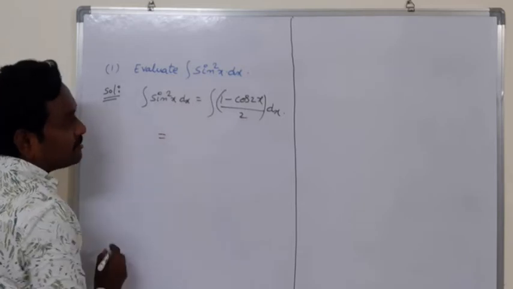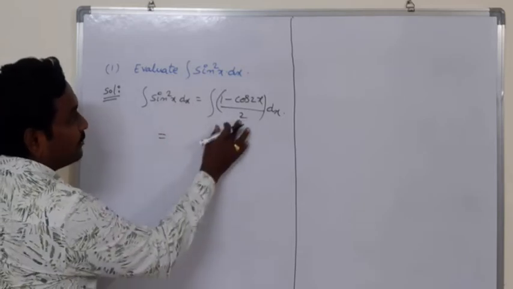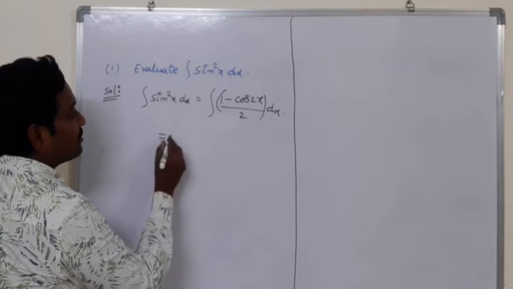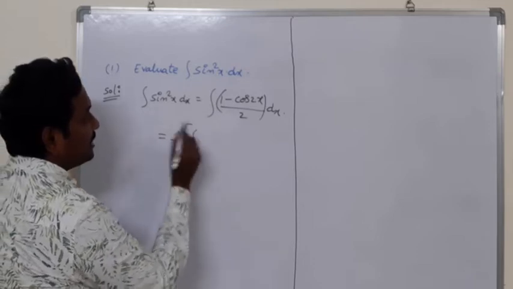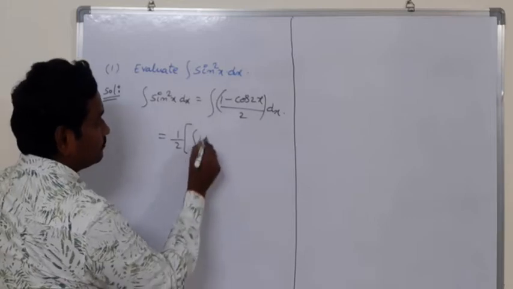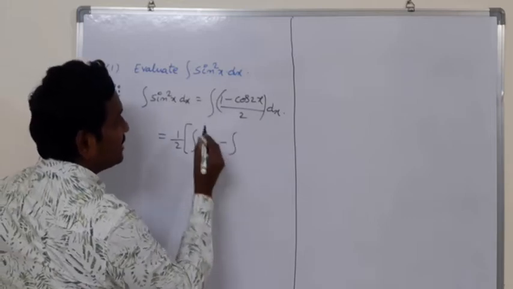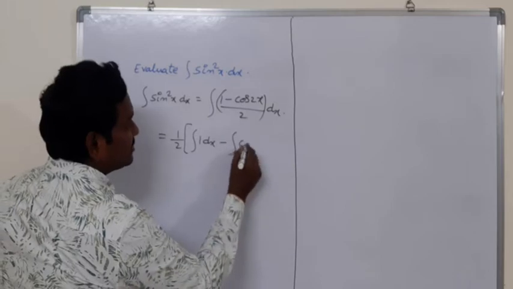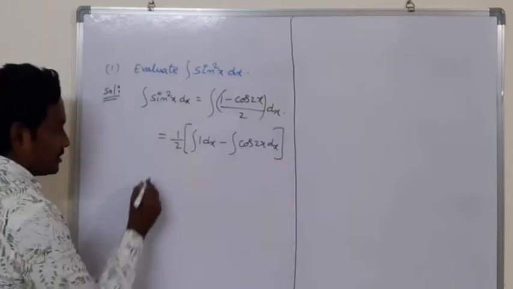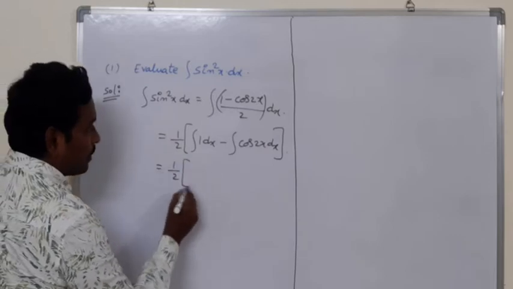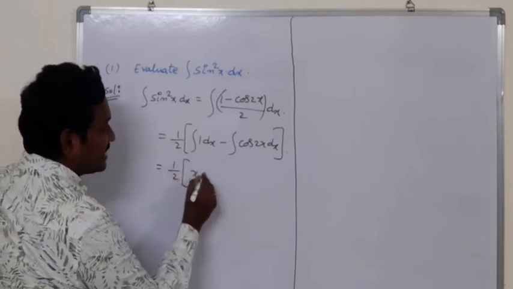Now separate the terms by using the linear property. 1 by 2 is the constant term, so write it outside of the integration. 1 by 2 bracket open, integration of 1 dx minus integration of cos 2x dx, close the bracket. Integration of 1 dx is x.